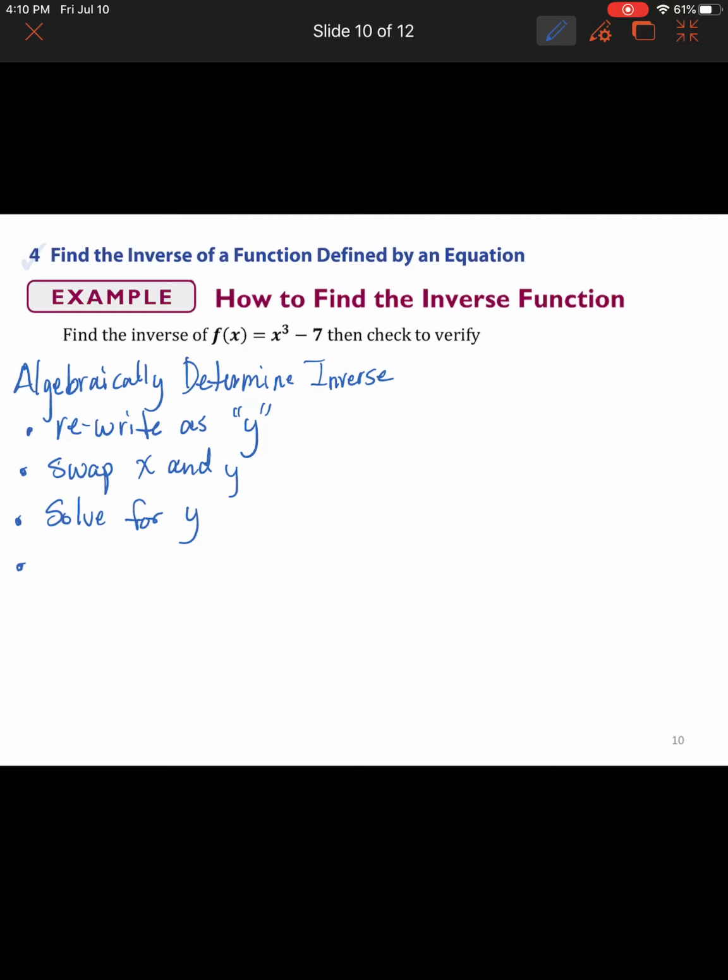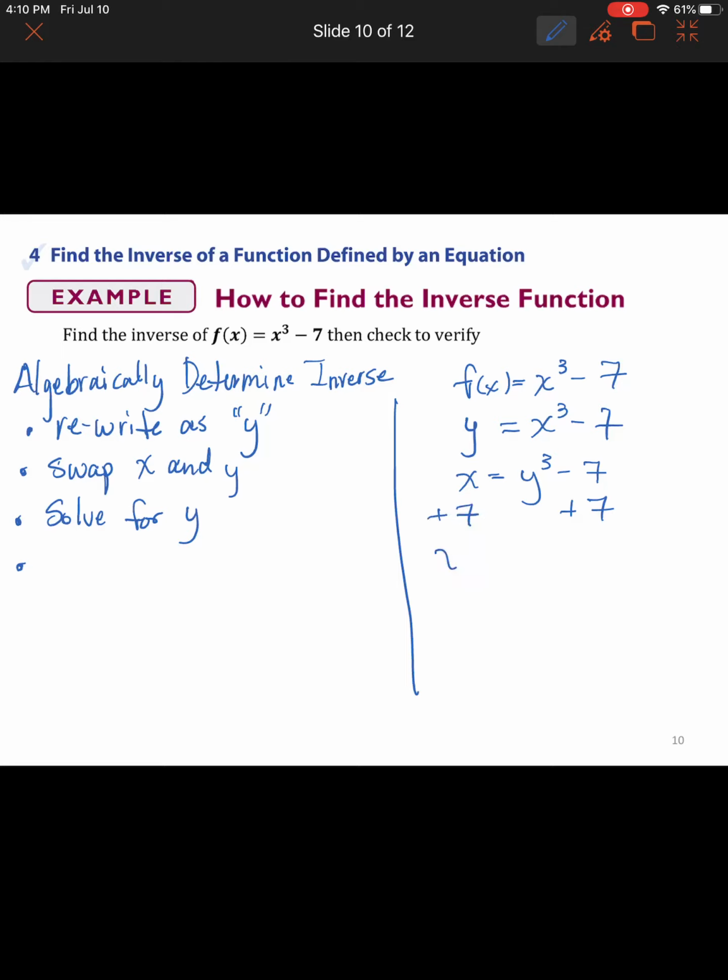So in this example, we have f of x equals x cubed minus 7. So the first thing we said to do is rewrite f of x as y. So we have y equals x cubed minus 7. Swap x and y. X equals y cubed minus 7. Solve for y. Meaning get y absolutely alone.